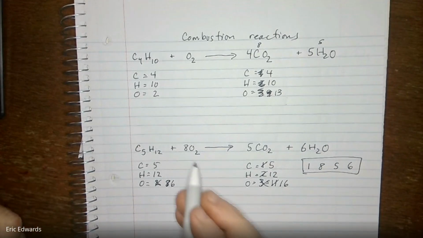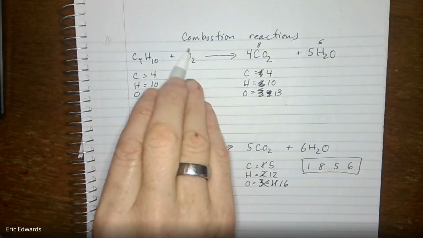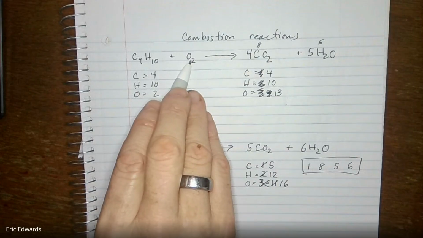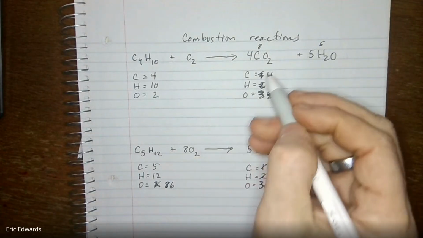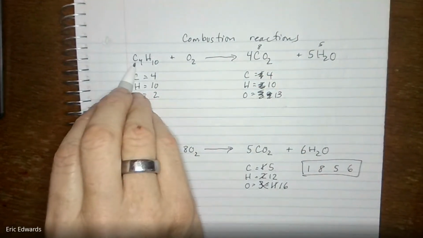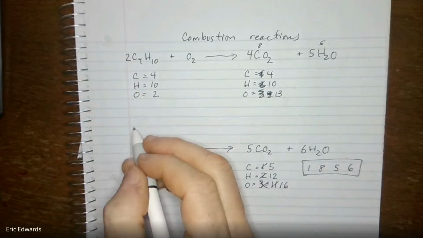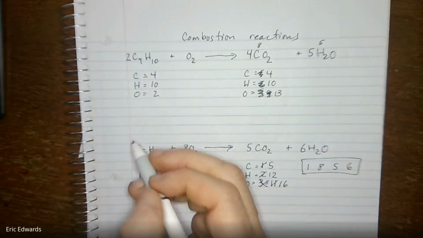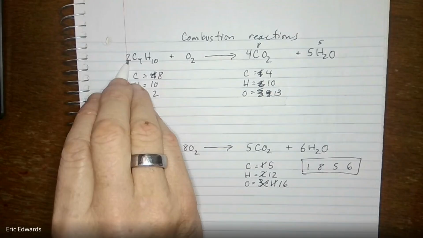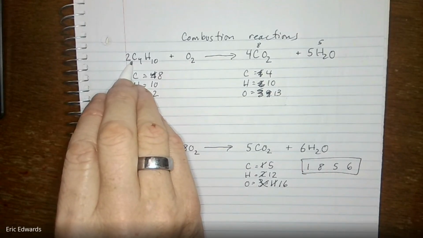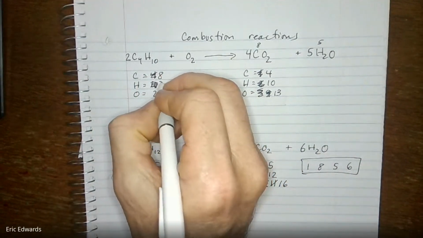But I can't do that because the number is odd, and there's no way I can get to an odd number with O2. Everything I put in front of that is going to give me an even number. So what I have to do now is double this. So just go ahead and put a 2 in front of that one, right there. Now I'm going to change this to 8. So I've got 8 carbons. Since there's 2 butanes, I've got 8 carbons, and now I've got 20 hydrogens.